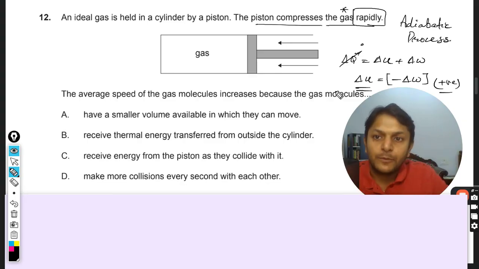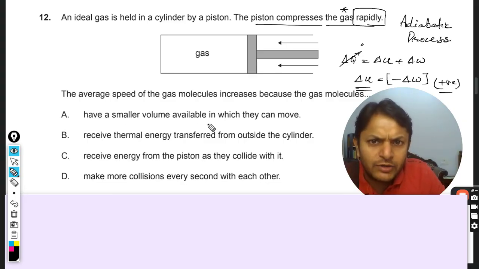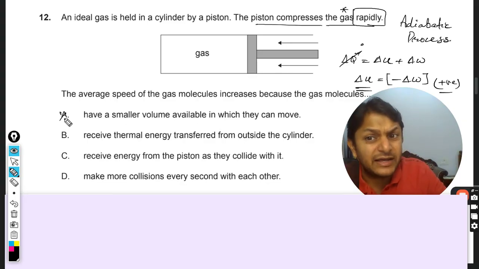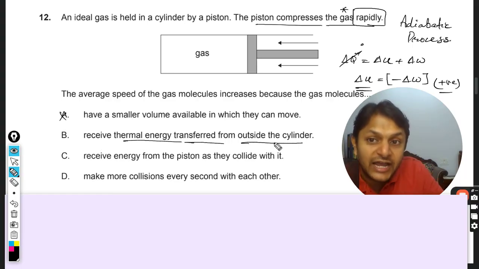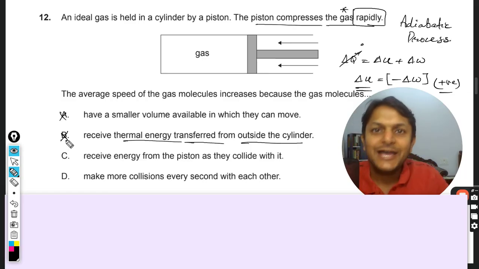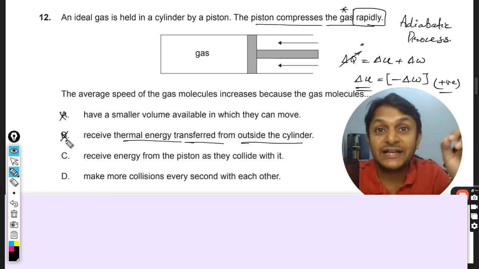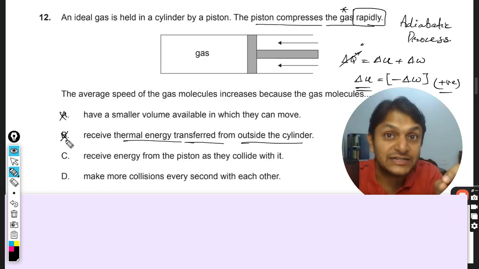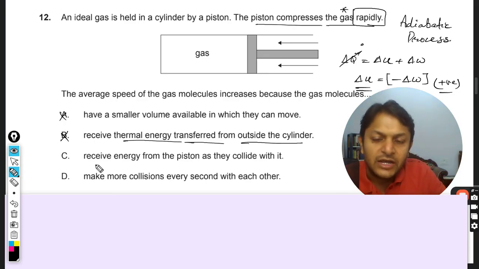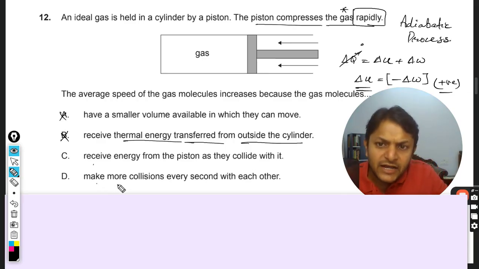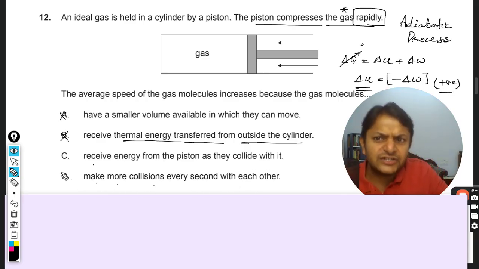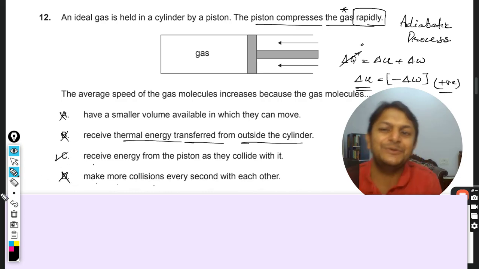Now we are moving into the options. Have a smaller volume available in which they can move. That doesn't make any sense. Receives thermal energy transferred from outside. No. Why? Because it will be behaving as an adiabatic process because the process is rapid. So that is not going to happen. Receive energy from the piston as they collide with it. I don't believe so. And make more collisions every second with each other. No, no, no. Absolutely, C will be the correct answer.